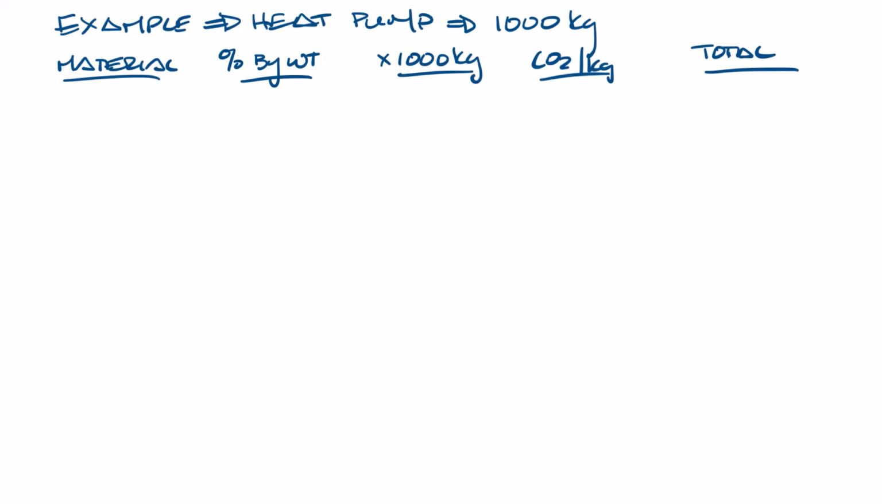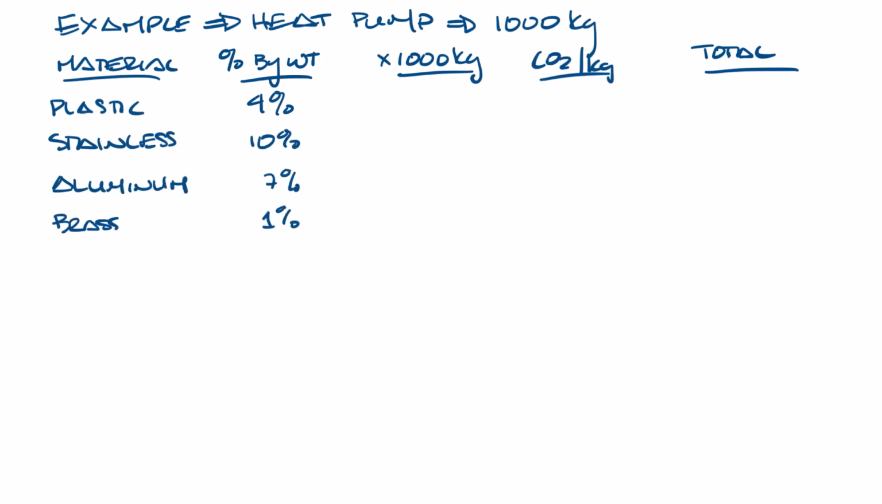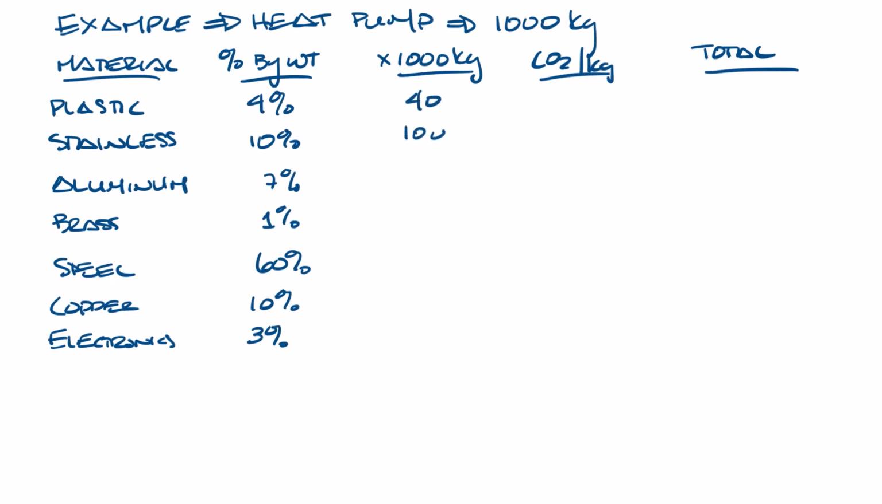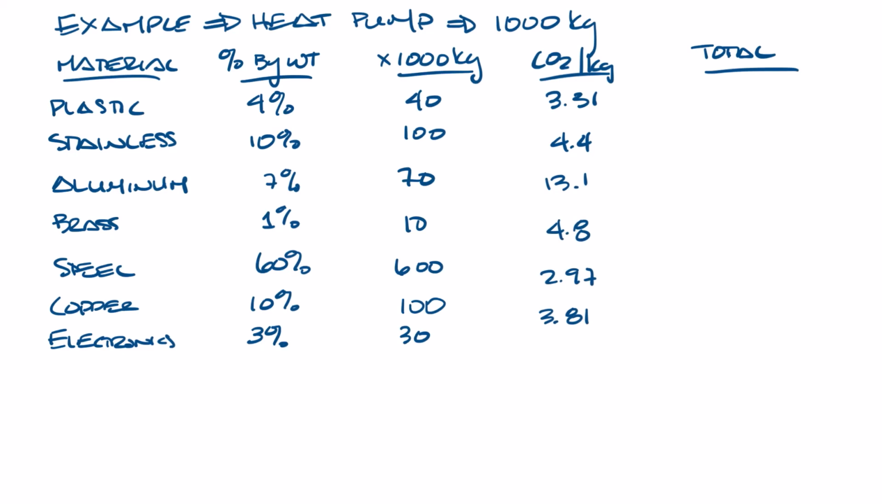So let's say our heat pump has plastic in it that's 4% by weight, stainless steel is 10% by weight, aluminum is 7%, brass is 1%, steel is 60%, copper is 10%, and electronic components make up 3%. If you multiply that by 1,000 kilograms, you get 40, 170, 10, 600, 100, and 30 kilograms for each of these materials. And then I'll fill in the CO2 per kilogram in TM65 for each of these materials, which is 3.31, 4.4, 13.1, 4.8, 2.97, 3.81, and 49.